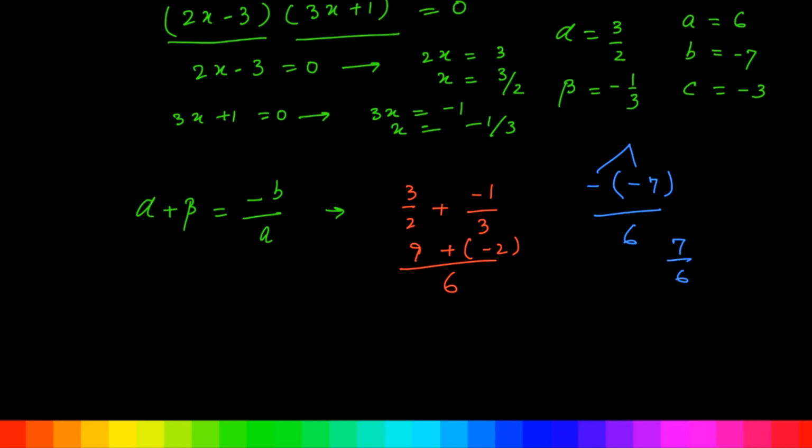Now simplification on the left hand side: 9 minus 2 is equal to 7 over 6. And the value of the right hand side is already 7 by 6. So the relationship between the sum of zeros and the coefficients is verified.